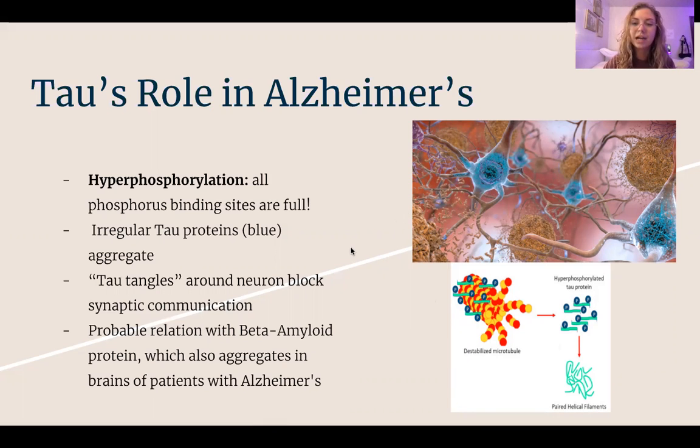And when they do that, they kind of clog up the brain cells and they can no longer communicate between neurons. And when there's no cell-to-cell communication in the brain, cells die. Researchers also think that this is involved with beta amyloid aggregation, which also happens in Alzheimer's patients. They think that the beta amyloid aggregation might be the upstream function, and then tau aggregation follows. These are also called tau tangles in the neurons.